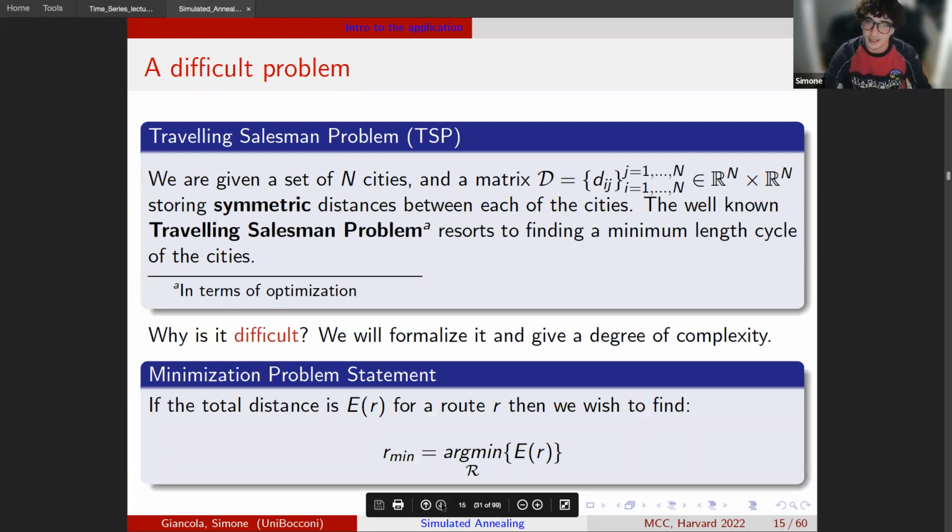In a formalized framework, we could say that we wish to find the minimum energy configuration of the routes, where energy is distance. So the minimum distance route, which is this one, over the space of possible routes, which is this R.